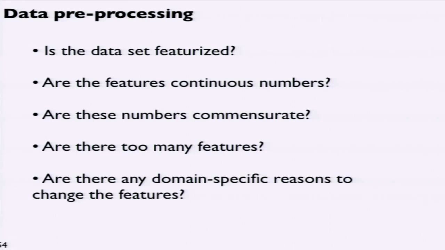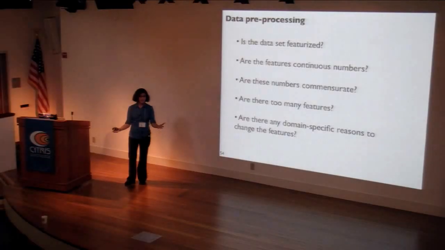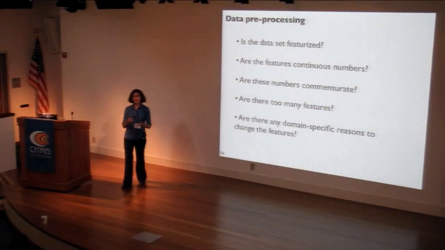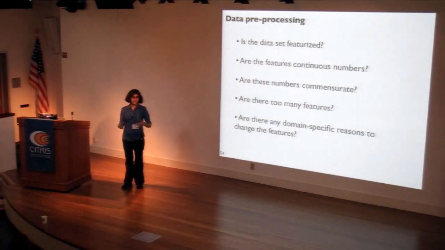Another domain-specific example would be, let's say I have words. I'm doing some sort of text classification, or sorry, text clustering. Then what I might do is get rid of all of the words that only occur once because they're not giving me any information. Things like that.